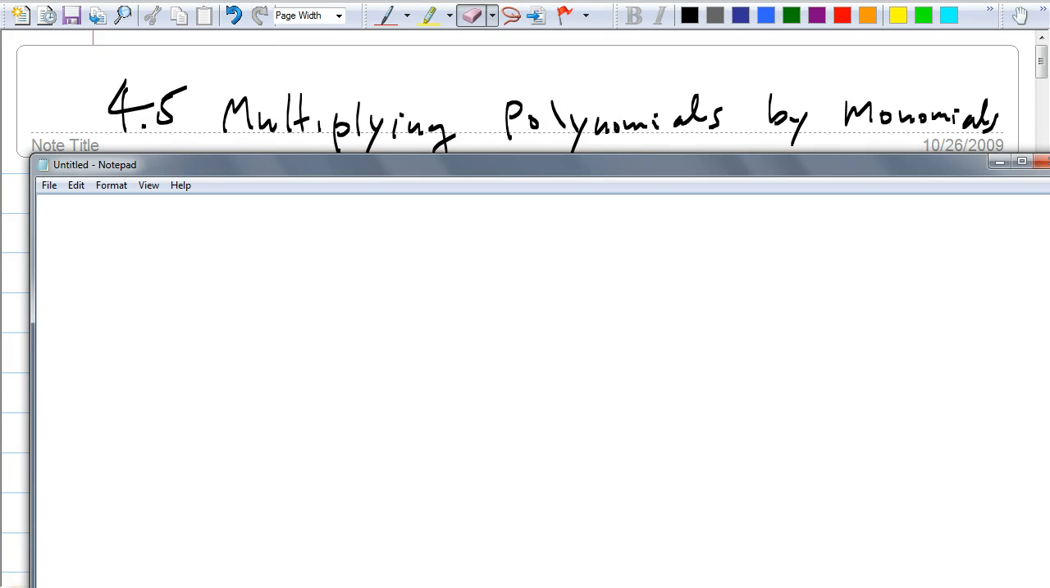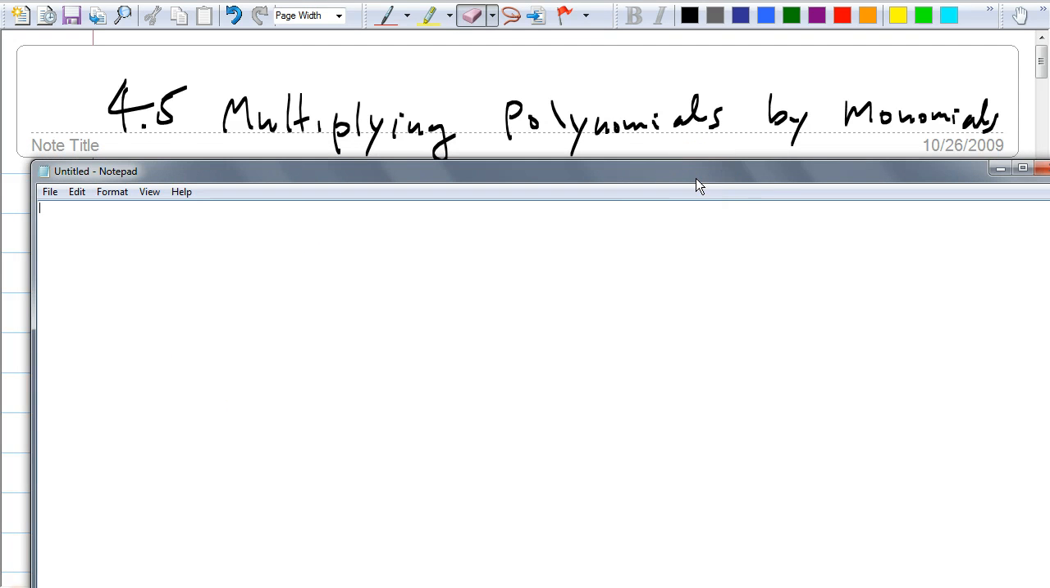Okay, today we're going to be multiplying polynomials by monomials. Last time we multiplied monomials, right? Now it's a little bit different. Now we're going to be multiplying polynomials by monomials, okay?